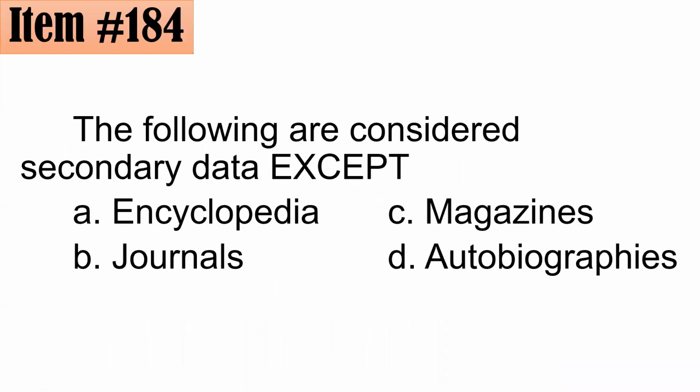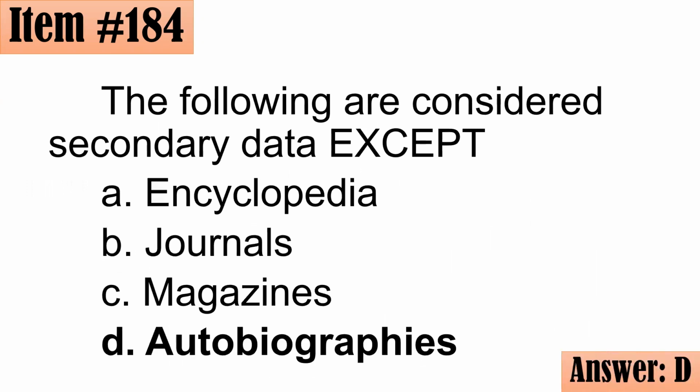184. The following are considered secondary data except, okay, I agree with you. If you answered autobiographies, then that is correct. Encyclopedia, journals, and magazines are sources of secondary data. Autobiographies are done by the person himself. So the data found in one's autobiography is an example of primary data. Letter D.